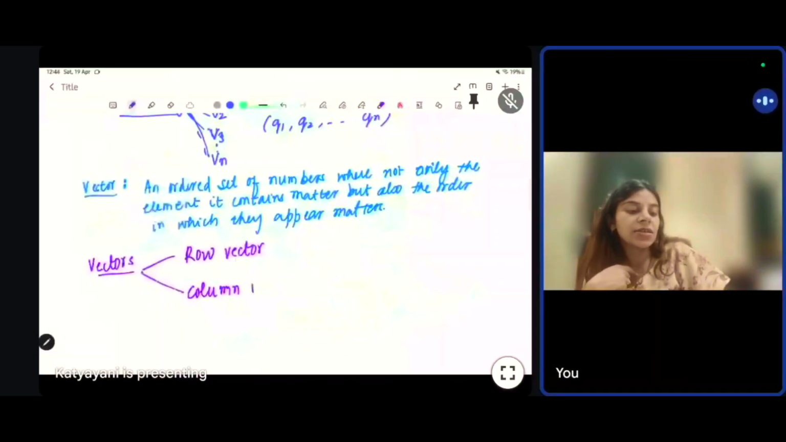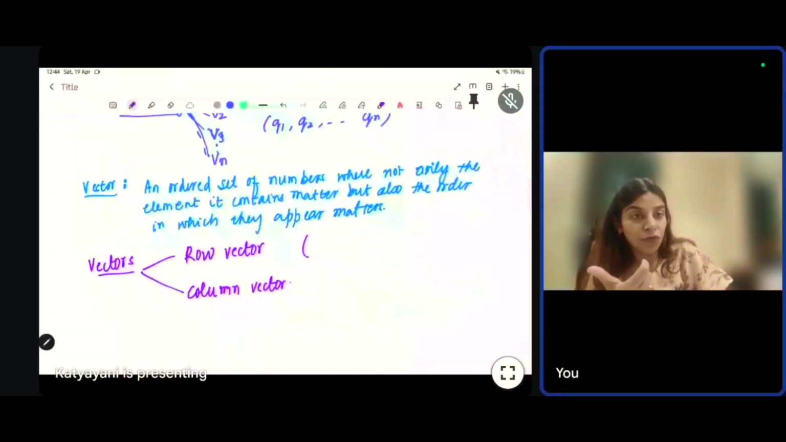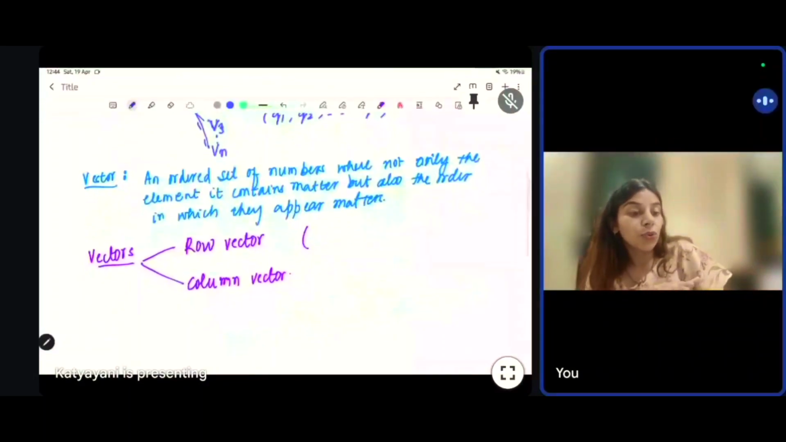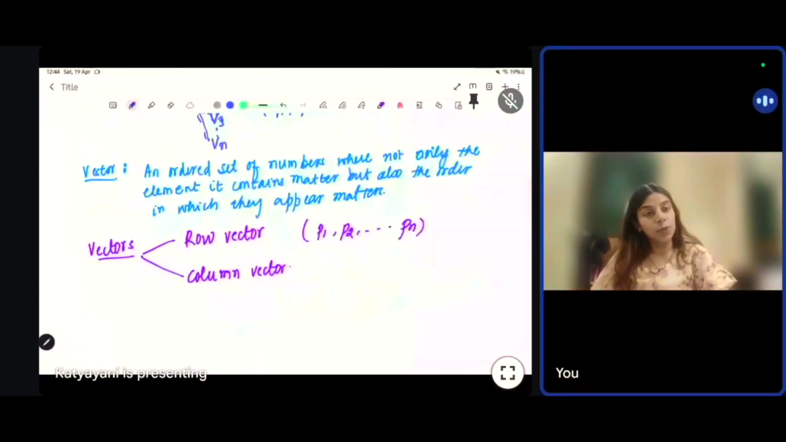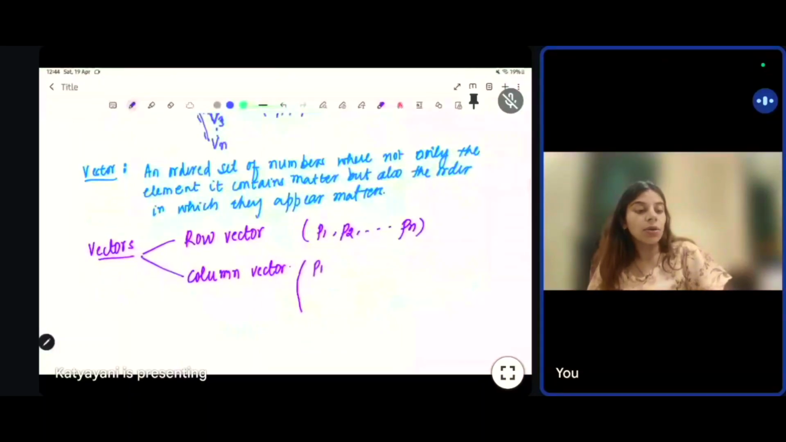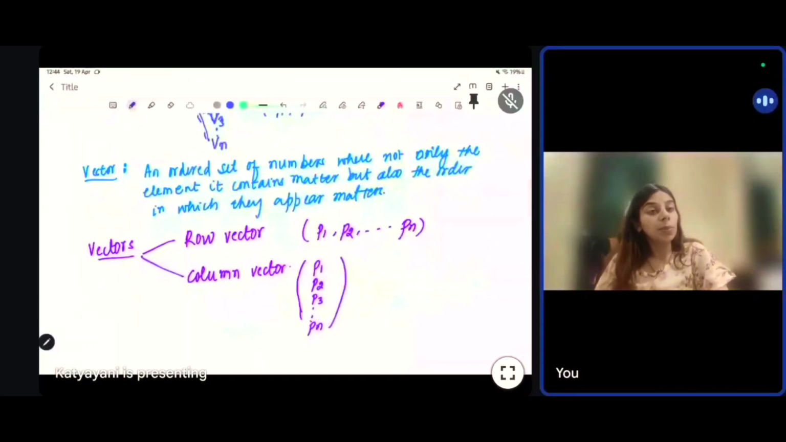So as the name suggests, नाम से ही पता चल रहा है आपको, if I write my ordered set of numbers in the form of a row, right? अगर मैं लिखती हूँ P1, P2 and so on till Pn, then such a vector would be called a row vector. If I write the same thing in a column, right? P1, P2, P3 and so on till Pn, then such a vector would become a column vector, right? So there are two types of vectors, row vector and column vector, right?